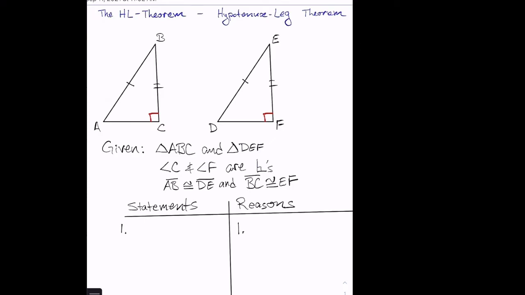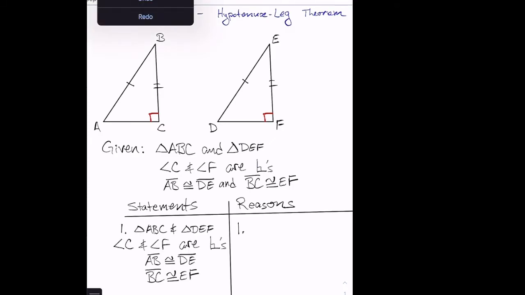We always begin with what is given. So we're going to write that triangle ABC and triangle DEF are given, and angle C and angle F are right angles, making those right triangles. And AB is congruent to DE, so we have the hypotenuse is congruent, and we have BC is congruent to EF, which is a leg of each of those right triangles. And once again, those are givens.